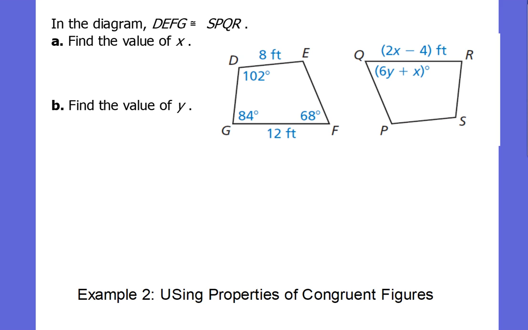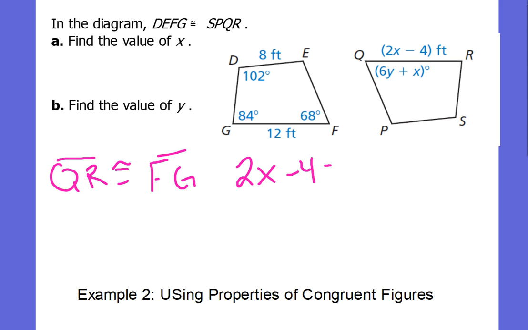The segment QR is congruent to what segment in our other quadrilateral? Well, Q to R matches with F to G. So if that is the case, both these sides are equal to one another. So I set 2x minus 4 equal to 12. We see that 2x equals 16. And of course, x equals 8.